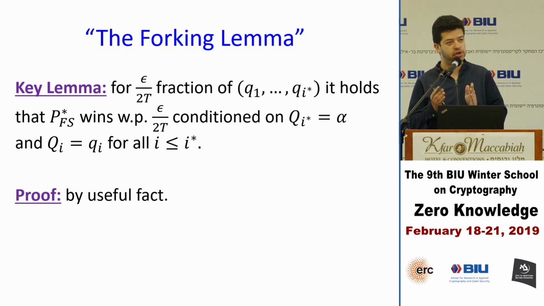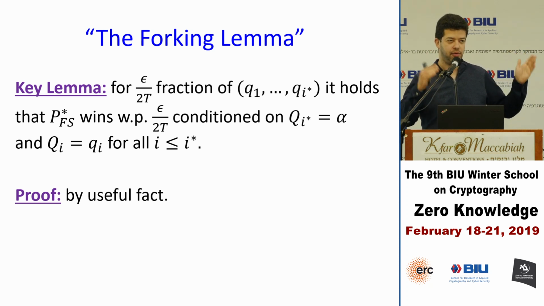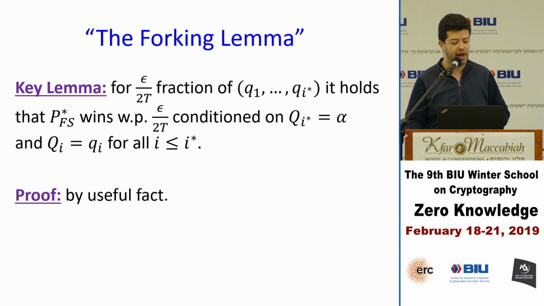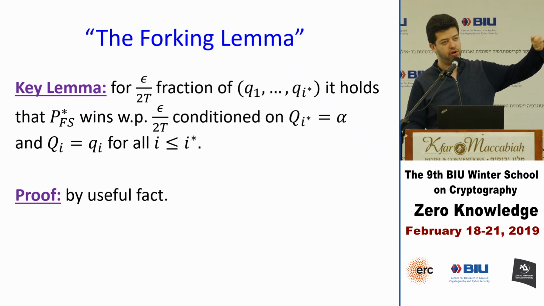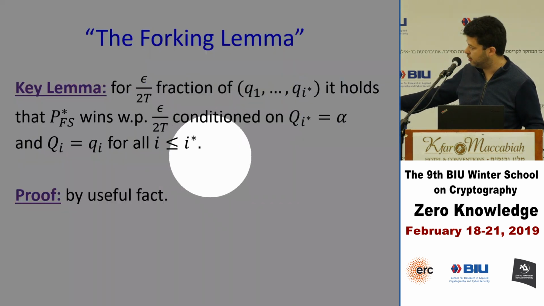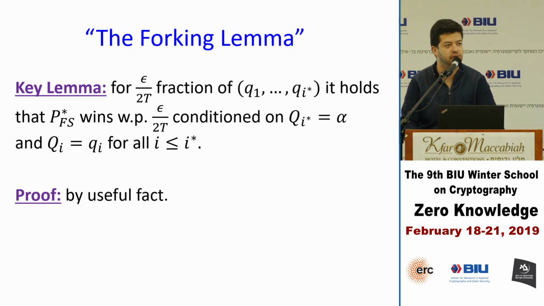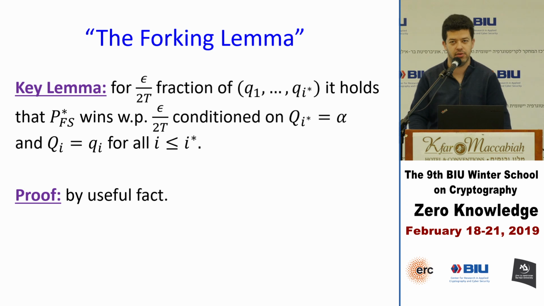Think of the jointly distributed random variables: x is the choice of q1 up to q-i-star, and the rest of the random process is in y. We know that with good probability over the choice of x, the conditional probability over the y's is still good. And this is exactly the reason for the loss of a factor of 2 here and 2 here. Questions so far? Okay.